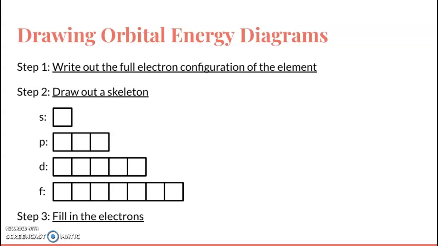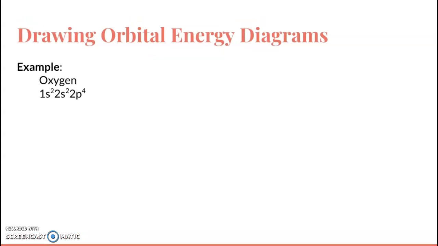To draw orbital diagrams, I have 3 steps. My first step is to write out my full electron configuration. We did that the other day, so more practice on that today. Then I'm going to draw out a skeleton. For every time you see an s, you're going to draw a square. For every time you see a p, you're going to draw 3 squares. Anytime you see d, you're going to draw out 5, and anytime you see f, you're going to draw out 7. Then I'm going to fill in the number of electrons of that atom based on the 3 rules we mentioned before. So let's look at an example of oxygen.